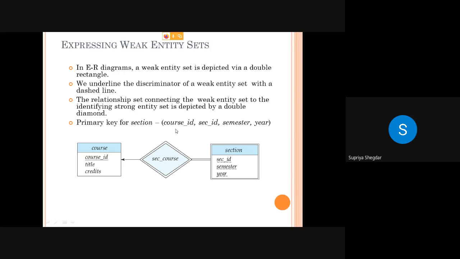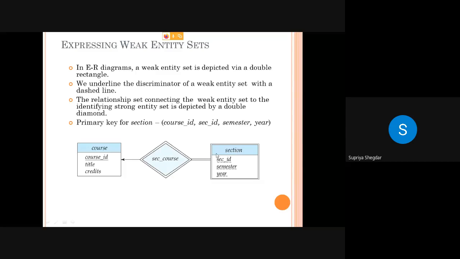Okay, then we underline the discriminator of a weak entity set with a dashed line. So in the weak entity set, if we define some attributes, then those attributes are called the discriminator, and all the discriminators are represented with the help of a dashed line below the name of the discriminator. Then the relationship set connecting the weak entity set to the identifying strong entity set is represented by the double diamond symbol.